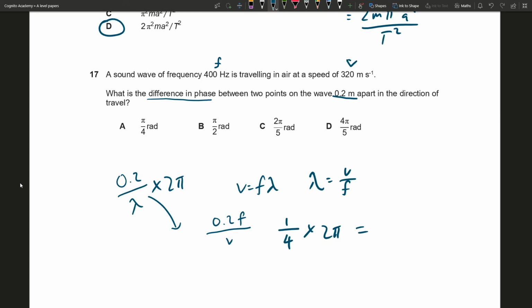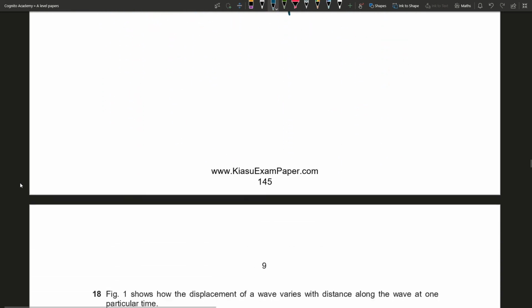So that gives us half pi. Our phase difference is half pi radians, because this 0.2 over lambda is in terms of how many periods, but in terms of radians we have to times 2 pi radians per period.